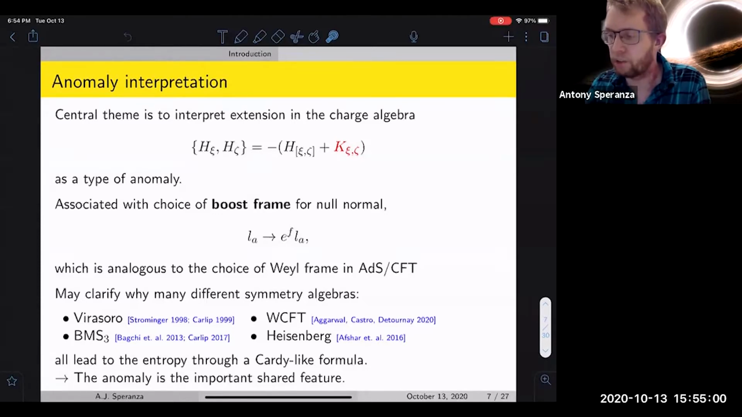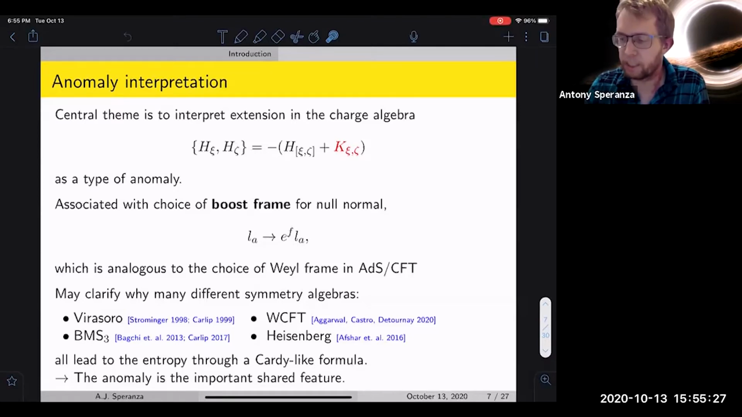And we want to argue that a choice for this rescaling symmetry is analogous to a choice of a Weyl frame in a CFT. Similarly, the metric has a rescaling symmetry when you're talking about CFTs. And we want to show that this choice of frame is what's giving rise to these extensions, and then interpret that as a type of anomaly.